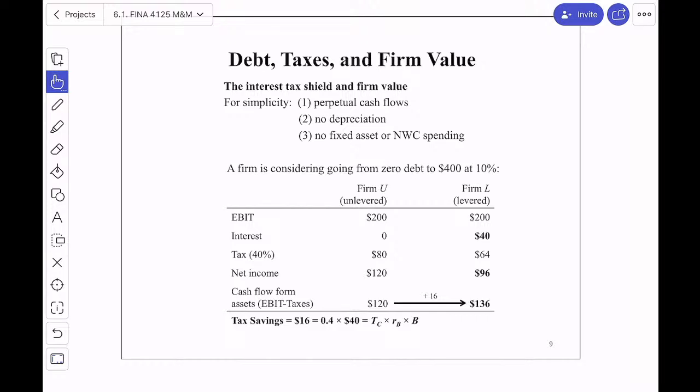If I add taxes, okay? So I'm going to include taxes now. But I'm going to continue to assume that cash flows are perpetual. There's no depreciation. This is just added on because I said something about taxes. So, trying to keep it simple.